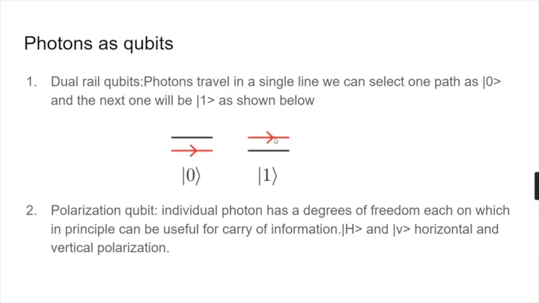And the next one is the polarization qubit. Every photon has degrees of freedom in which they carry the information. We take H and V as the horizontal and vertical polarization. These are the two ways in which photons are represented as qubits.